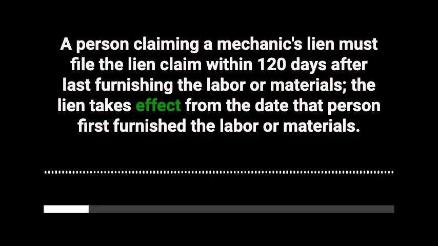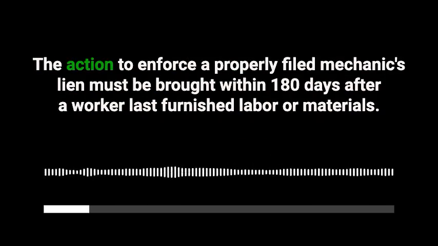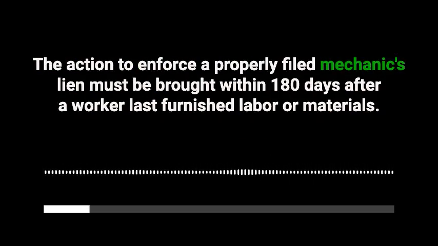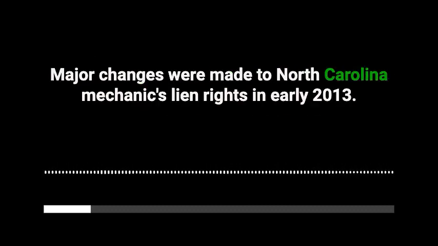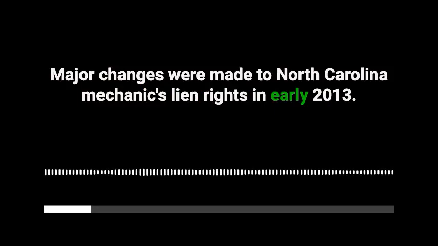The lien takes effect from the date that person first furnished the labor or materials. The action to enforce a properly filed mechanic's lien must be brought within 180 days after a worker last furnished labor or materials. Major changes were made to North Carolina mechanics' lien rights in early 2013.